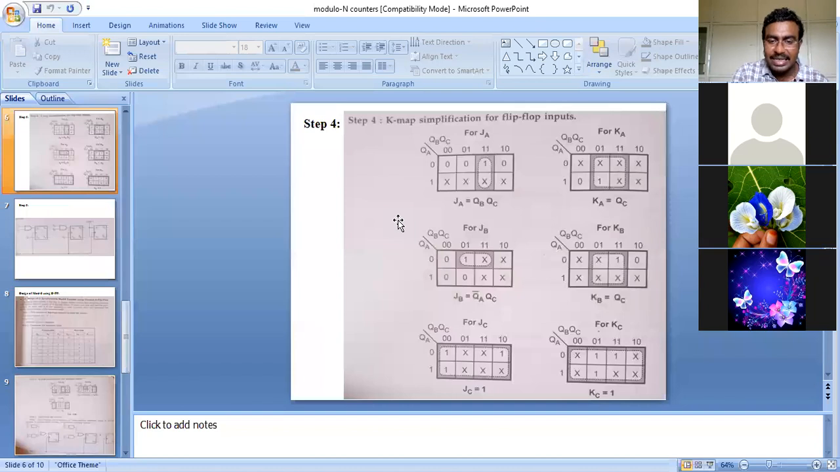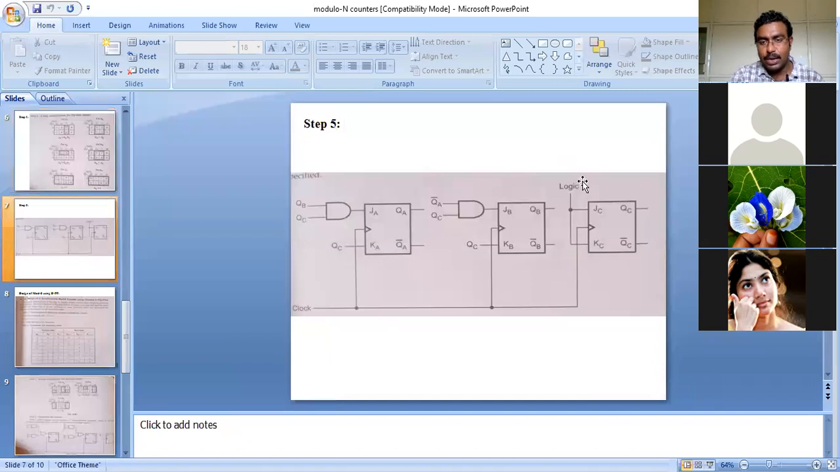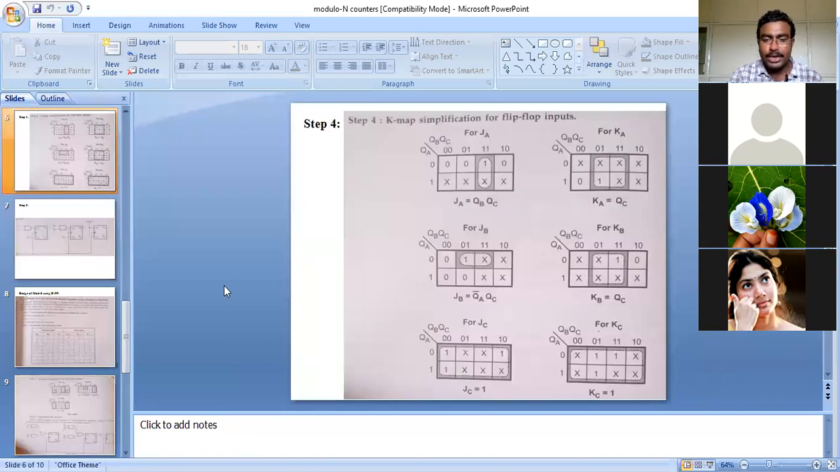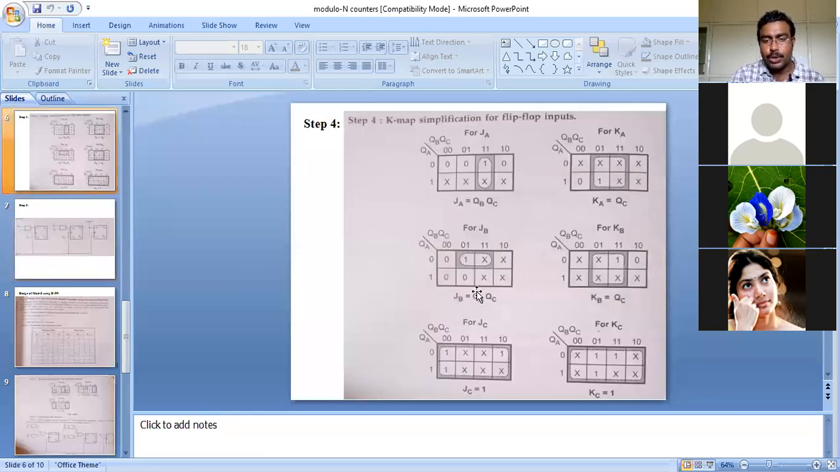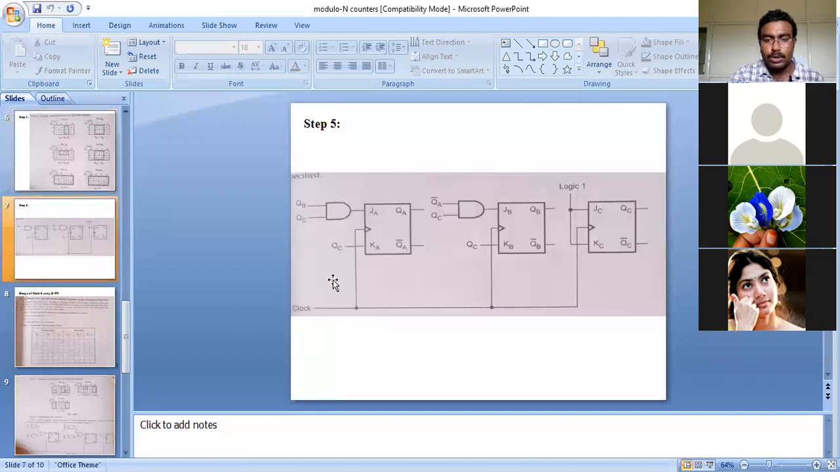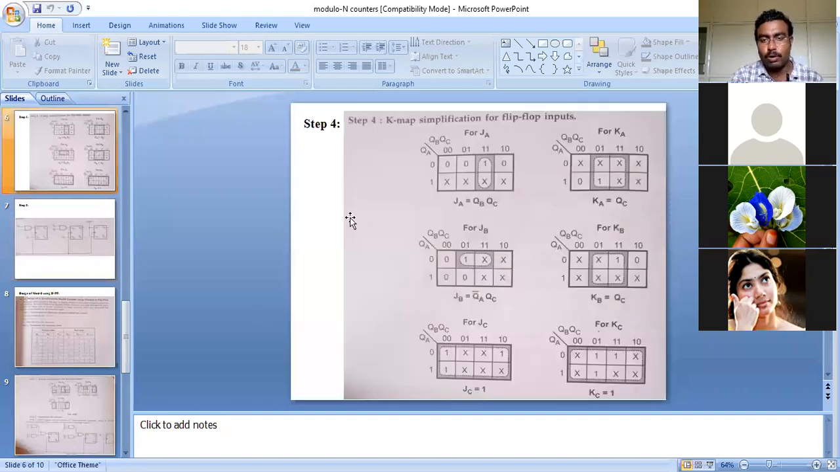Then look at your JC, KC value. What is the value of JC and KC, students? 1, sir. So JC and KC are given the value 1 here. Then look at your KB value. What is the value of KB? QC, sir. So KB is given the value QC. Then what is your JB value? QA bar, QC. So you take QA bar and QC, multiply them using an AND gate, and give it to JB. Your JB is also over. Go for the first flip-flop.